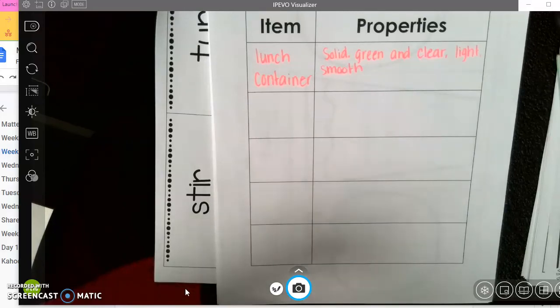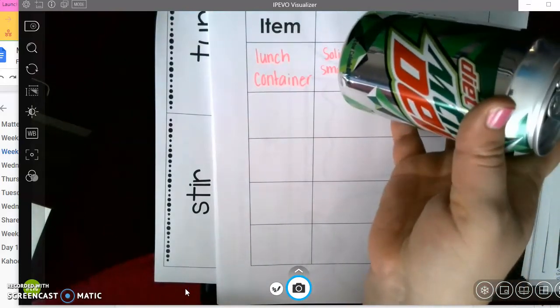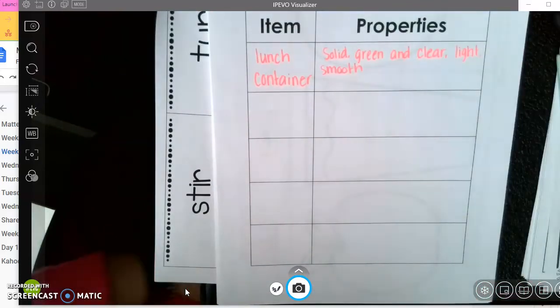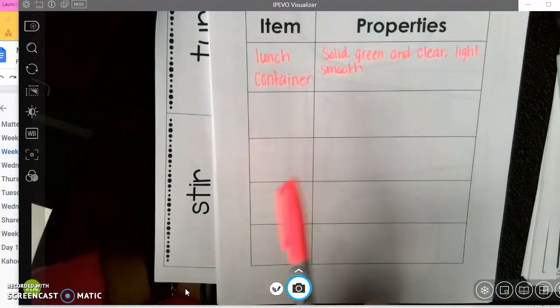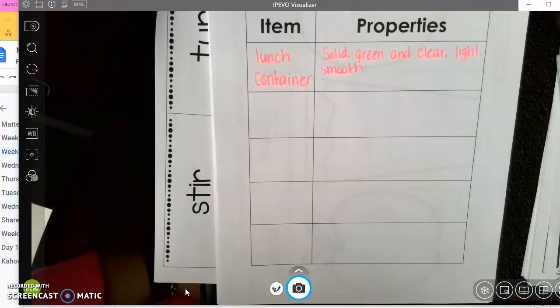If it's a solid, a liquid, a gas, maybe we want to look at my afternoon pick-me-up of Mountain Dew. We could look at the can, and then we could look at the liquid that's inside the can. Okay? How are they similar? How are they different? What are their different properties?